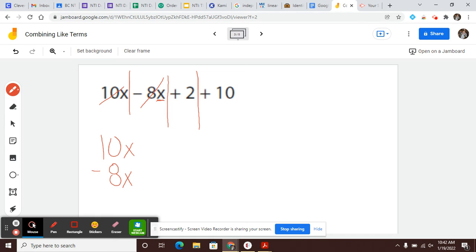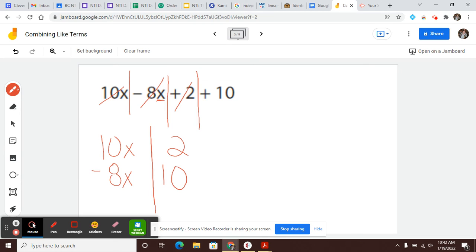Well, next I have positive 2. I don't have a variable with that. So I'm going to go ahead and start a new column and put my 2 there. Okay, because it is not like 10x. It doesn't have a variable. So I've used that one. I'm crossing it out. Well, finally, now I have positive 10. So I'm going to go through and look over here. Well, it's not like 10x because it doesn't have a variable. It is like 2 because 2 doesn't have a variable either, so I can put those together.